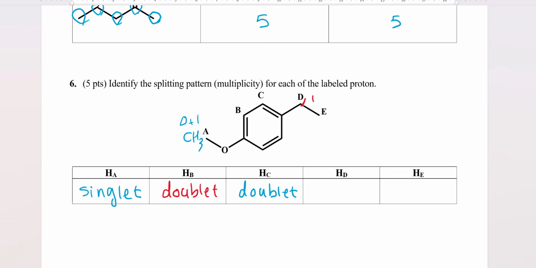D is CH2 and E is CH3. D has 3 neighbors, 3 plus 1 is a quartet. And CH3 has 2 neighbors, the CH2 of D. 2 plus 1, 3, it's a triplet. So this is the pattern in this compound.